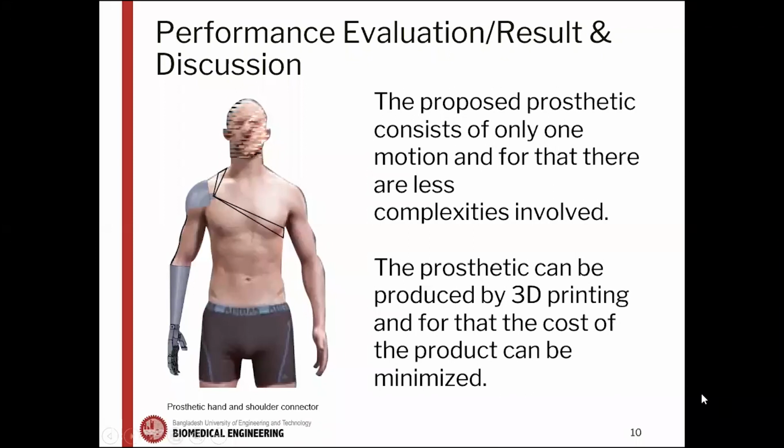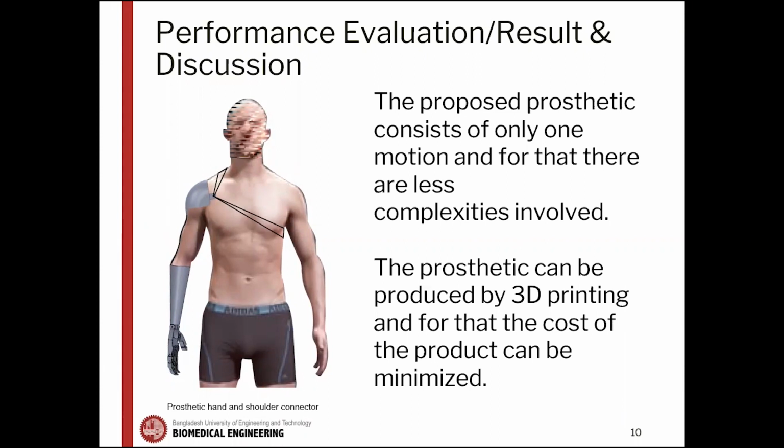In this picture, we can see how the prosthetic and the shoulder connector will be connected to a patient. As a human hand has lots of joints and all the joints can be moved, to move each single joint of the prosthetic with efforts drawn from the body movement is very difficult. So we have decided to work with only one motion, gripping. The prosthetic can be produced by 3D printing using light materials like carbon fiber.